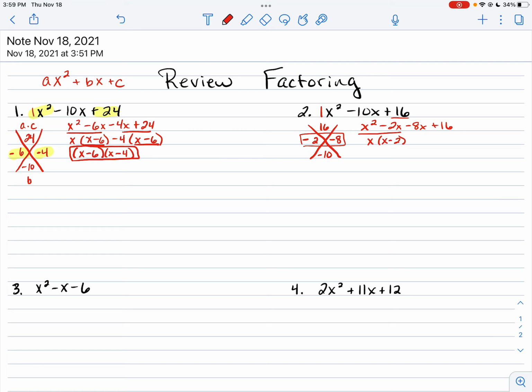And then for the last two terms, if I take out a negative 8, I would be left with x minus 2. So if I did this right, the part that's in parentheses should be the same, and it is, notice. So I can take out an x minus 2, and then I would be left with an x minus 8. So this is the factored form of x squared minus 10x plus 16.